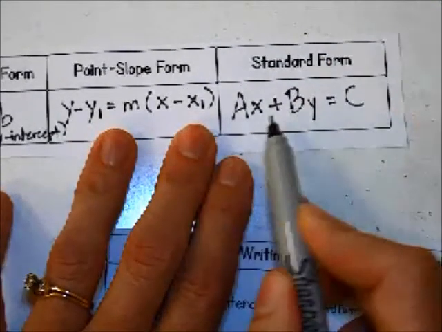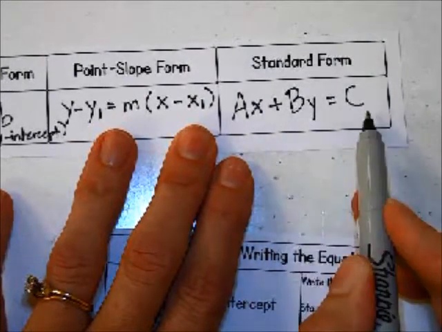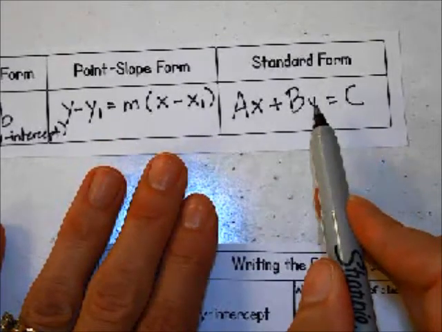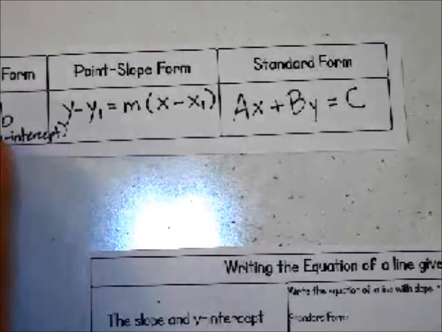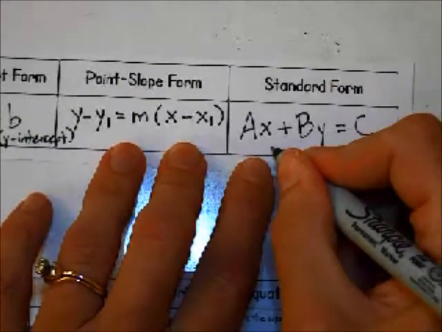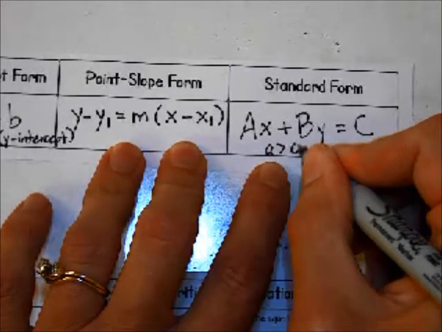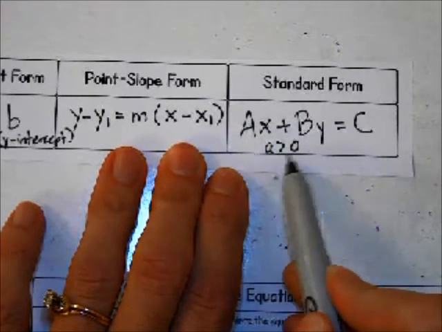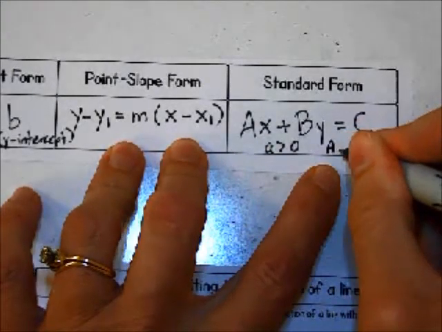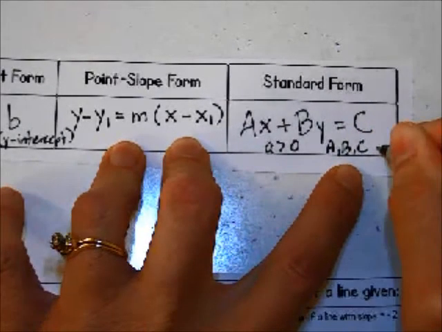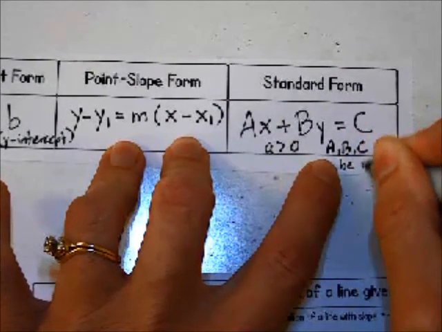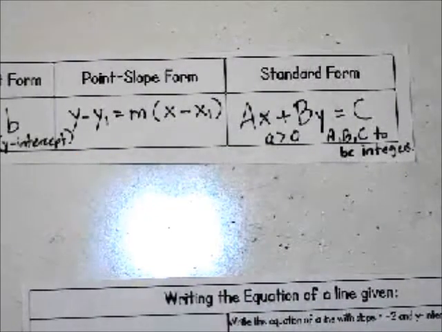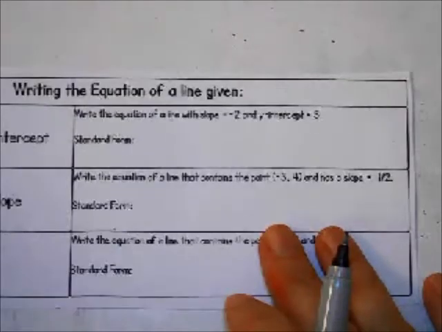And that's just us putting x and y on the same side of the equation and a constant on the right side. Sometimes we ask you to put things in standard form, and that's what it would look like. You do want to make sure that a is a positive number. That's one of the conditions on this. We like to have a as a positive number, and we want a, b, and c to be integers. No fractions, no decimals.